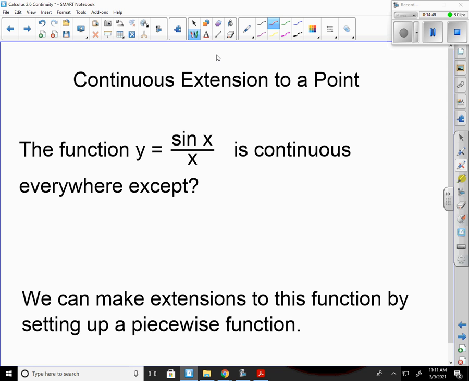Continuous extension to a point. I just want you to write this down and then we'll stop and get into this tomorrow. So if I'm doing a continuous extension to a point, I have a function y equals sine of x over x. That would be continuous everywhere except where? Remember what we just learned, sine x is always continuous. It's a continuous everywhere function. The only place that this wouldn't be continuous is at x equals 0.